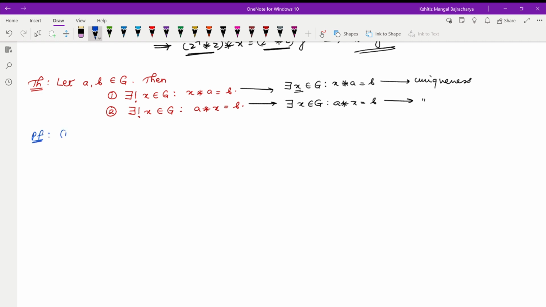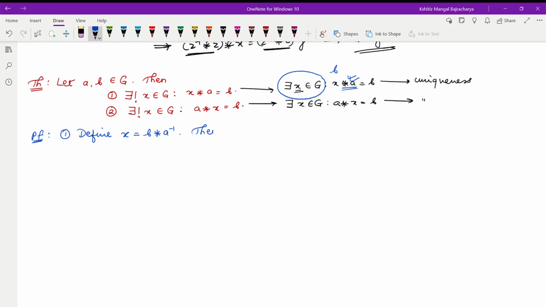Okay, for the first one we're going to need a value of X. We are going to assign a value of X. Now what will be that value? Let's see. We need B over here and we need this A inverse. We need this A to be removed. So let us define X to be equal to B star A inverse.